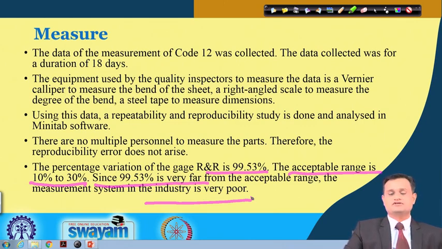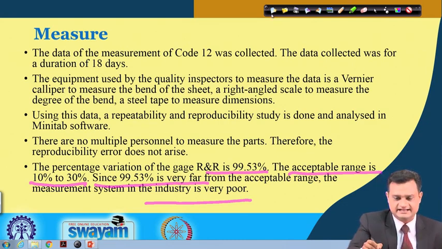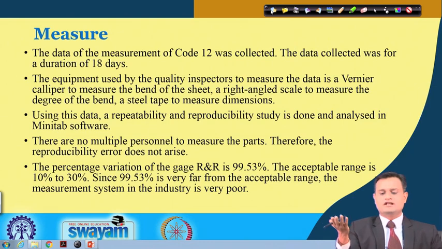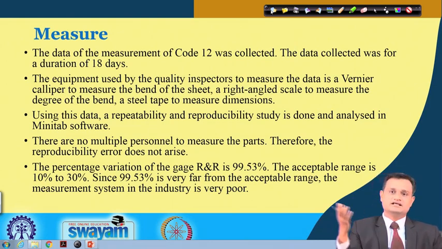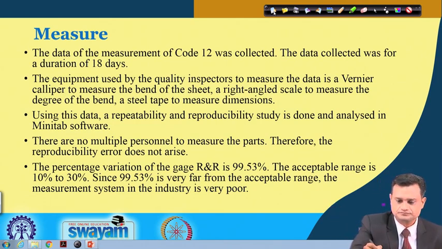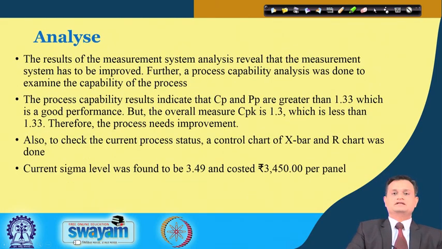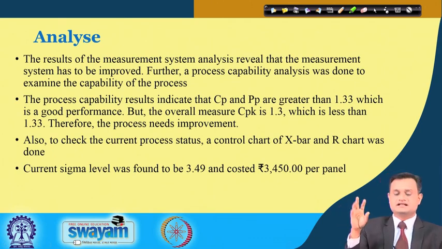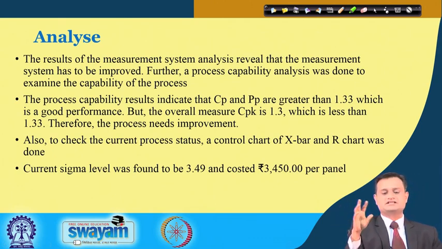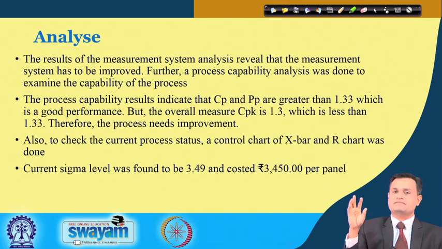It may be because of instrument error or because of operator error, but you have gauge R&R of 99.53. Usually we accept up to 10 to 30%, sometimes even 20%, but this is far too high and there is a problem. So at least one thing I have identified in the measure phase, what could be the problem at this stage. The result of the measurement system analysis reveals that the measurement system has to be improved.